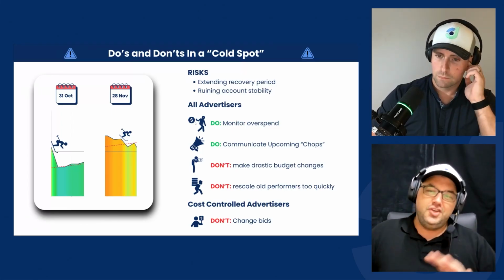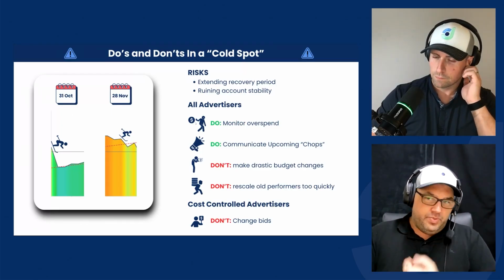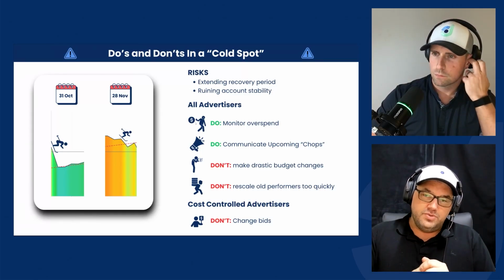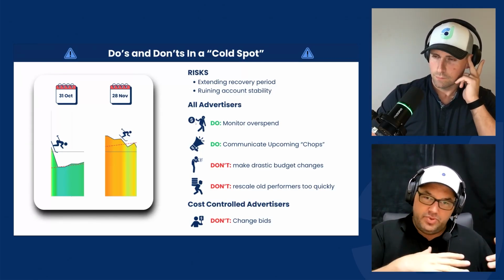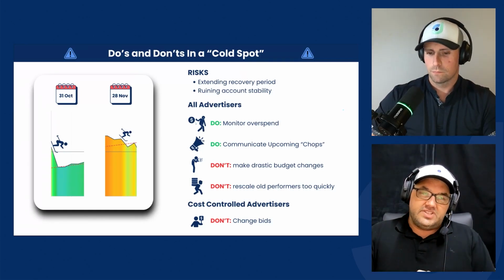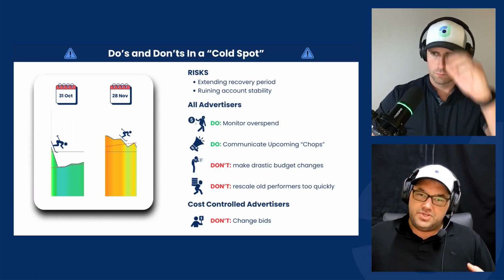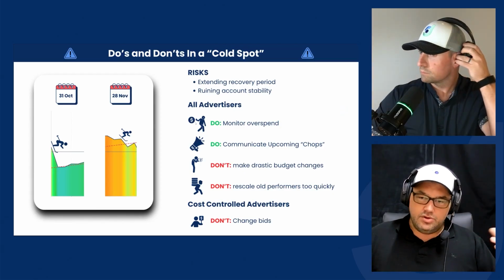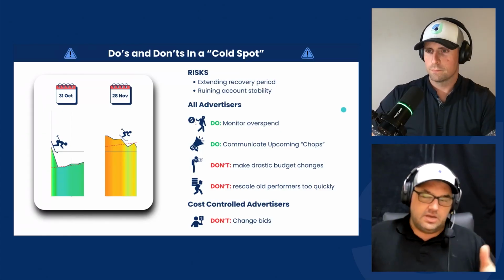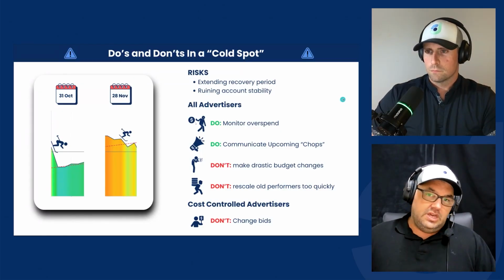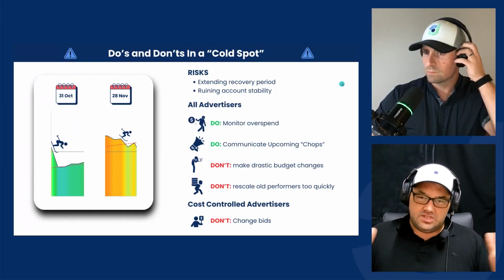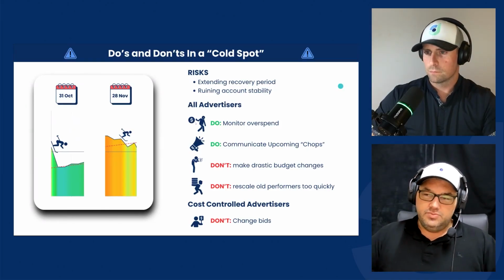Here are two things you don't want to do. Make big changes to your budget, and rescale old performers too quickly, essentially rebuilding and scaling up to these original budgets. If you're a cost control advertiser, so those of you using bid caps, cost cap, target CPA, those kinds of things, the other thing you don't want to do is change those bids, especially in these times of transition. You're going to add more volatility and change elements in this time of transition. Really, really bad mistake to be doing that.